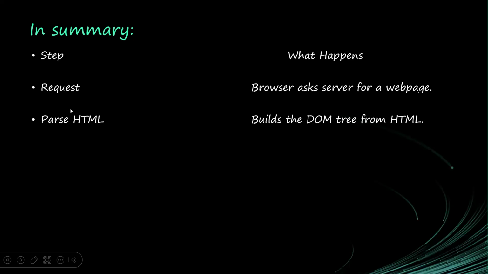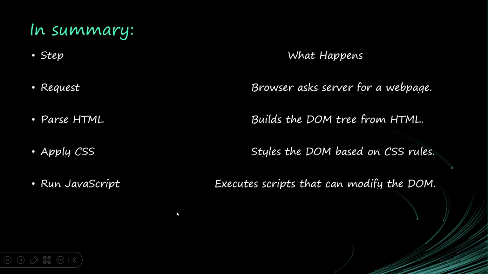Then the browser will parse the HTML. This parsing means validating it, checking if it is correct. If you don't write HTML that is well written, all right, the browser will flag it as an error. Okay, so now it will parse the HTML. After parsing the HTML, it will now build the DOM tree from the HTML. After building it, it will apply CSS. It will look for the CSS, download the CSS, apply the CSS to the DOM based on the CSS rules that you gave it. And then if there's any JavaScript to be run, it will run the JavaScript.